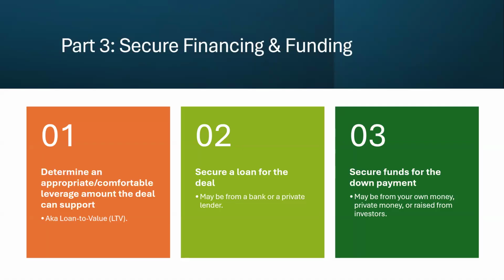Then the second step of this phase is to actually secure the loan for the deal. Once you determine what that leverage amount can be, you move forward with securing that loan, and that could obviously come from a bank, which is what we all tend to be familiar with, or in the commercial space, a bigger lender or consortium of lenders, or if you're looking to buy a smaller real estate property, then you may be able to get away with a private lender.